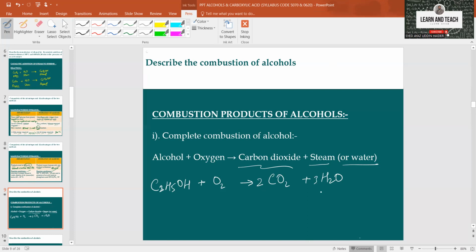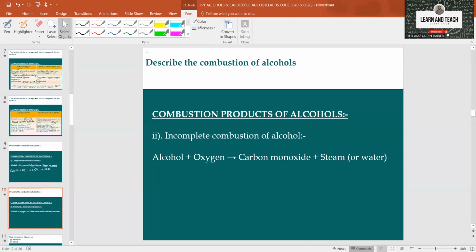What about oxygen? 2 multiplied by 2 is 4. 4 plus 3 is 7. So you need 7 atoms of oxygen on the reactant side. 1 is already in the alcohol. We are left with 6. So I will write 3 before O2.